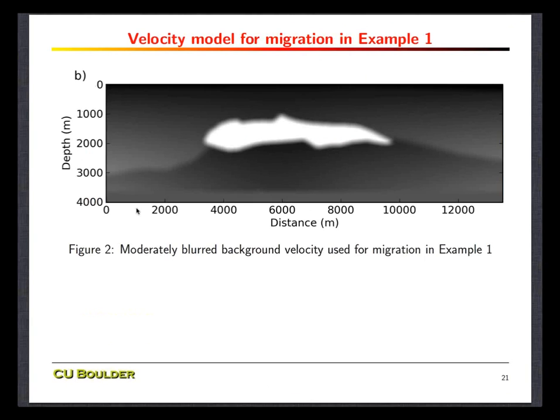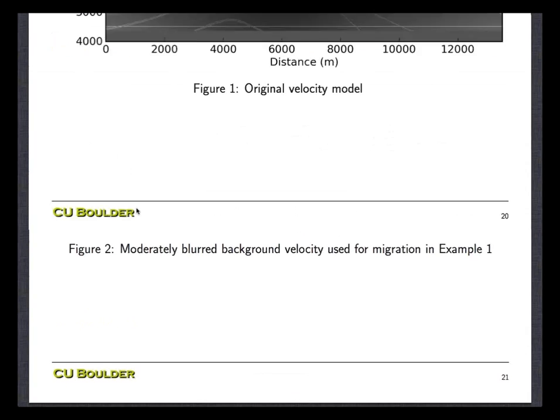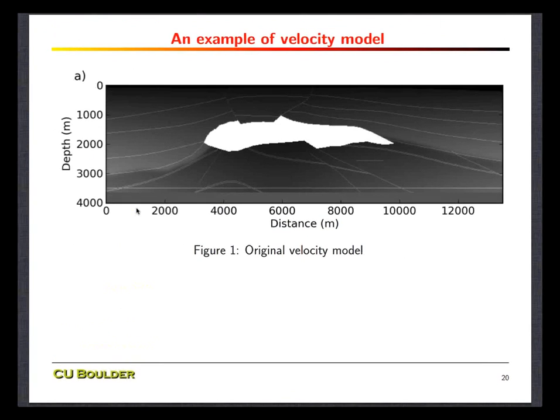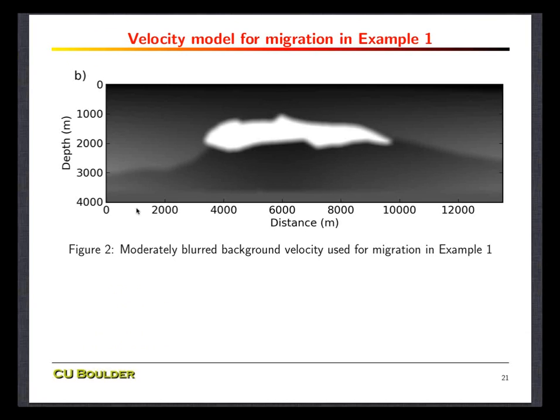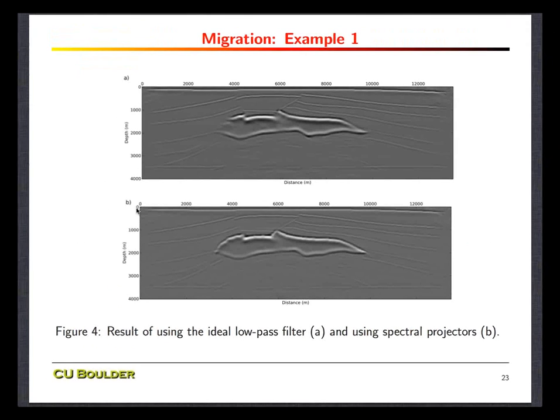So this is the original, and then we blurred it, and you see what happens: the weak interfaces which you see on the side simply disappear after such blurring. So this is what you get. Okay, and now you see the reconstruction from the moderately blurred model.